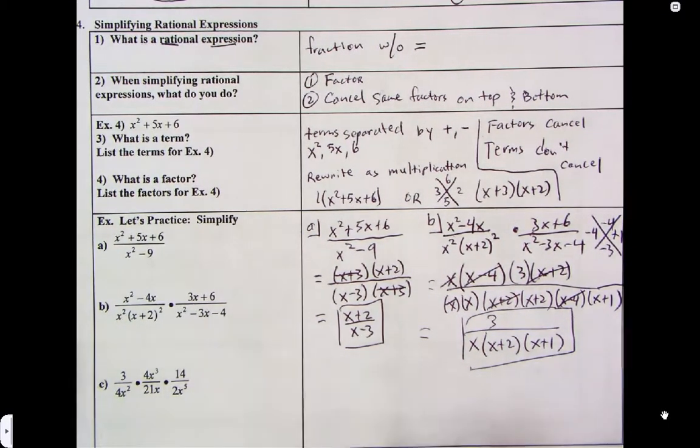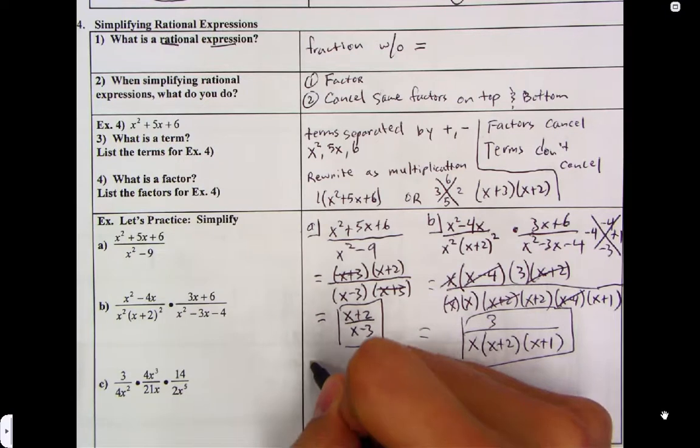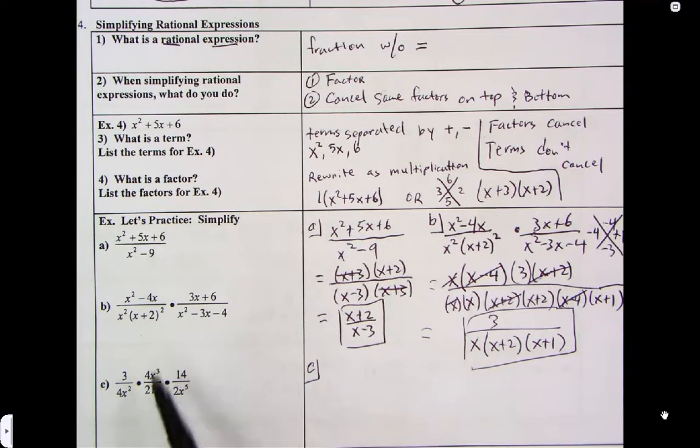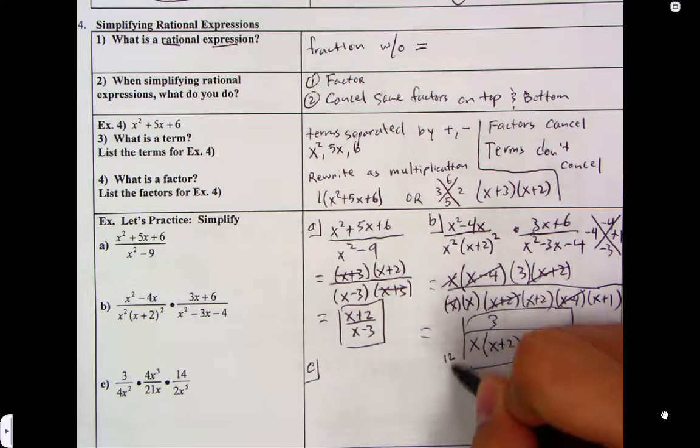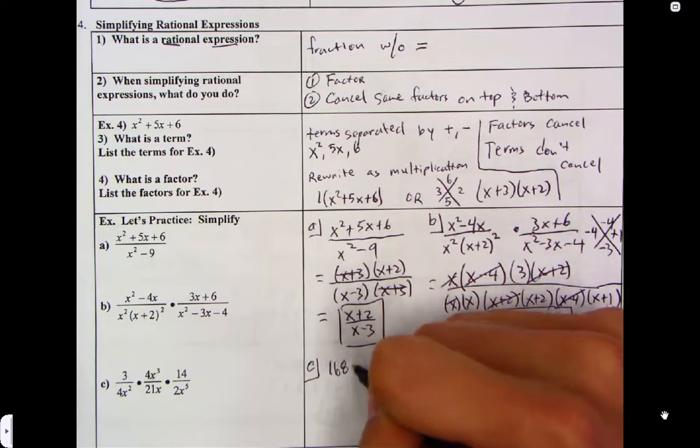And the last example, example C. So what's different between C and A and B is that if you notice, these are all factors. There's no pluses or minuses. So what we're going to do is multiply top times top and bottom times bottom, and we're just going to reduce and simplify. 3 times 4 is 12. 12 times 14 is 168. I'm going to write 168 x cubed.